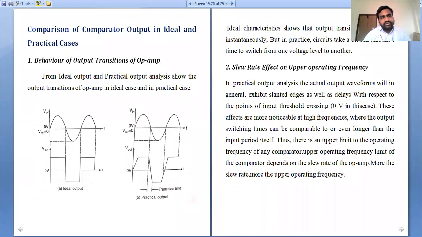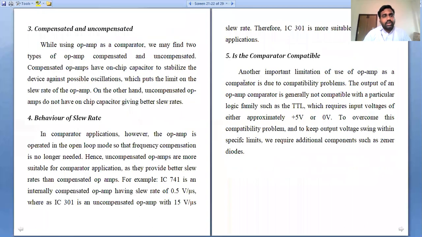Okay, high operating frequencies, but we are having proper high oscillations compared to the input time period. And we discussed how we can compensate the comparator by placing an on-chip, onboard capacitor. Next, we discussed the behavior of slew rate in frequency compensated integrated circuits and uncompensated integrated circuits. We have chosen an uncompensated integrated circuit, IC 301, for our comparator applications.